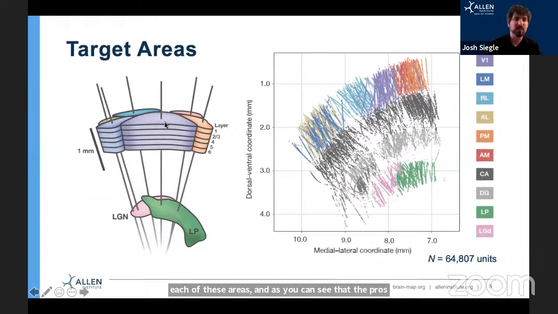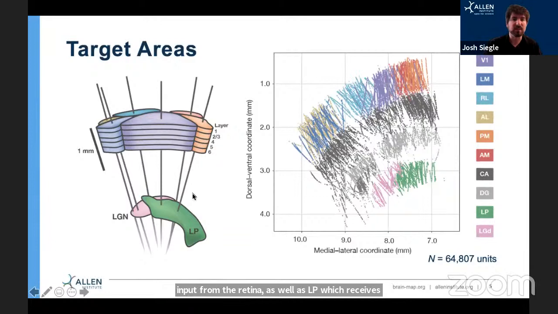Within any given layer, we don't get to record as many cells as you would in an imaging experiment, but we can monitor the activity of all layers simultaneously, and we can do this across up to 6 cortical areas. Then, because the probes are so long, we can insert them down into the thalamus as well. So we record from the lateral geniculate nucleus, which receives direct input from the retina, as well as LP, which receives input from cortex, as well as superior colliculus.